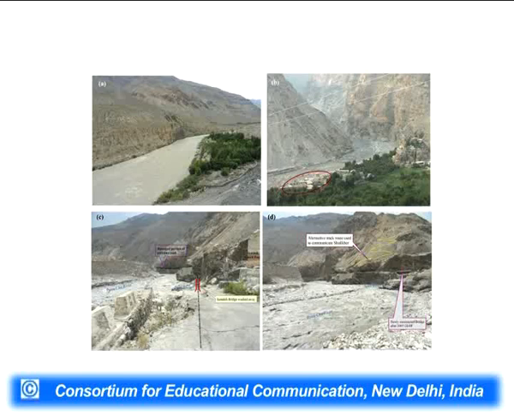Here we can see that the Parichu and the Spiti, both rivers, are flowing and meeting together, and this one is the Sumdo bridge, which was washed away. When the bridge was washed away, the connectivity of Sumdo from Salkhar was disconnected for more than 2 to 3 months.